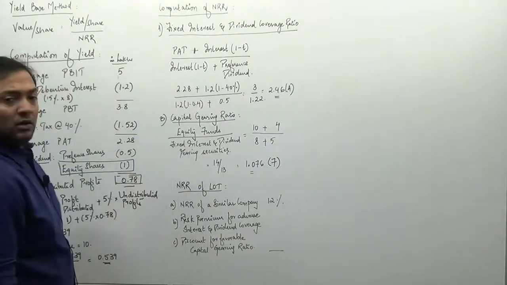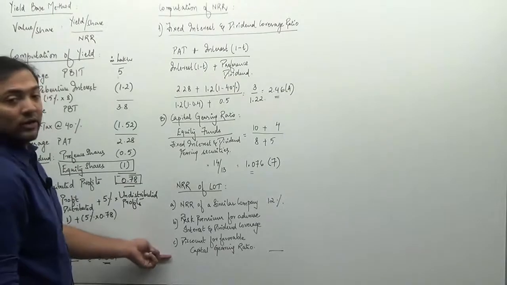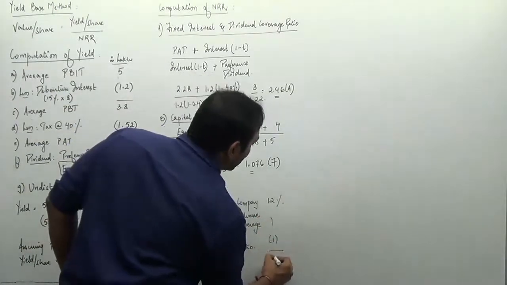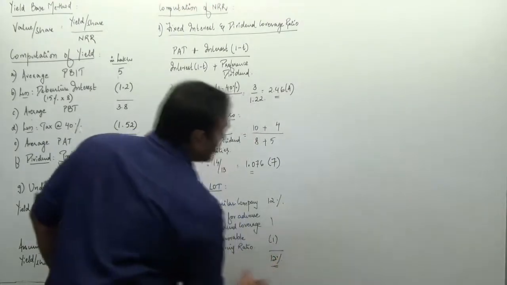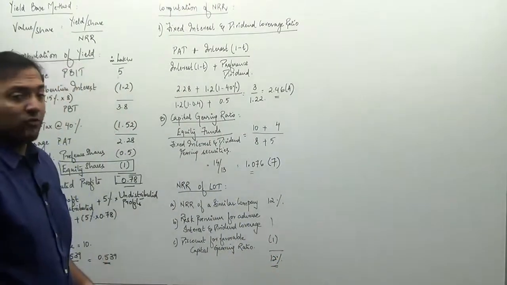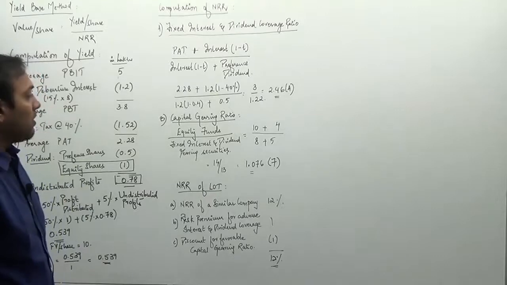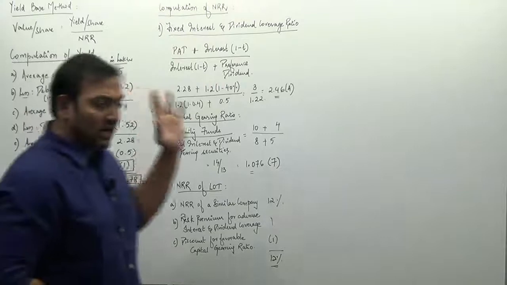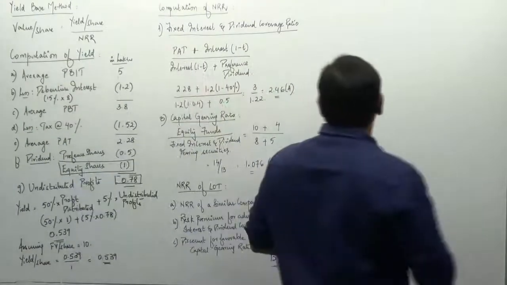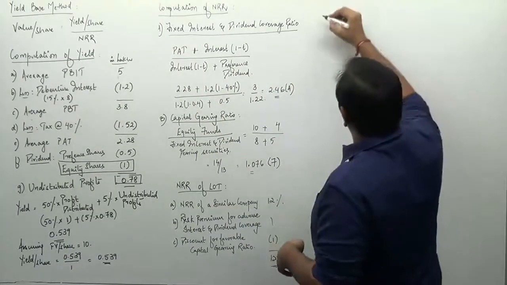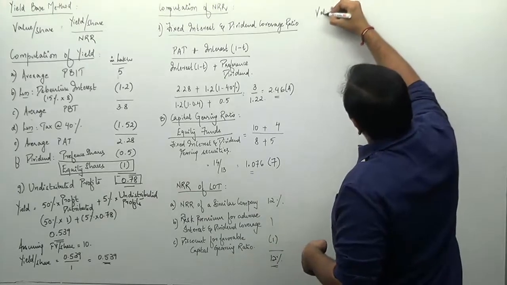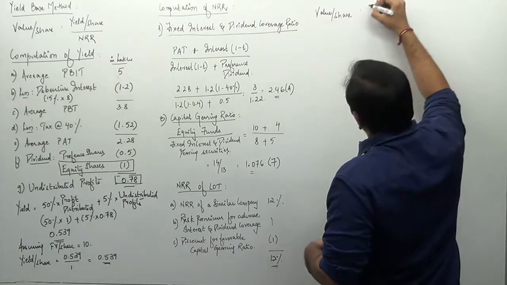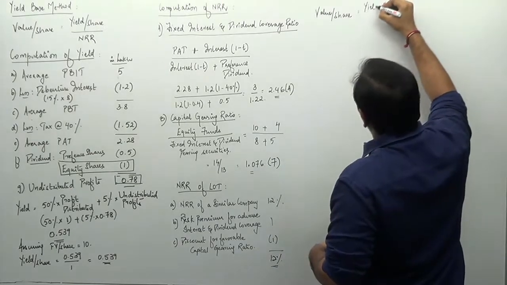Calculate. You have issue, you need to add something, you need to deduct something. Make sure that you are adding one, you are deducting one. Automatically, I will get back my 12%. That can be taken as NRR of lot limited. I know NRR, I know yield per share. Now I can happily calculate what is the value per share. Value per share is equal to yield per share by NRR.